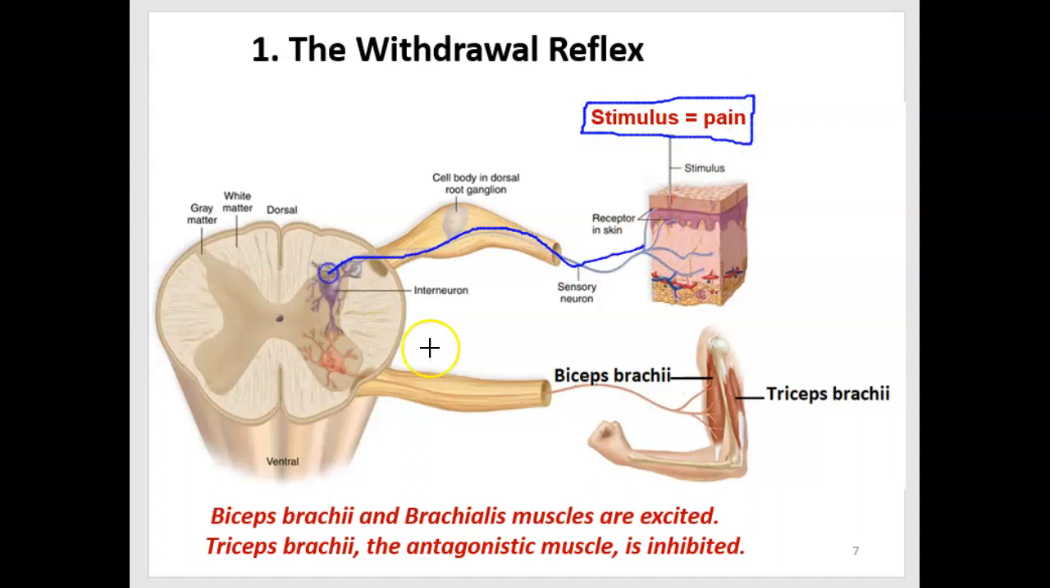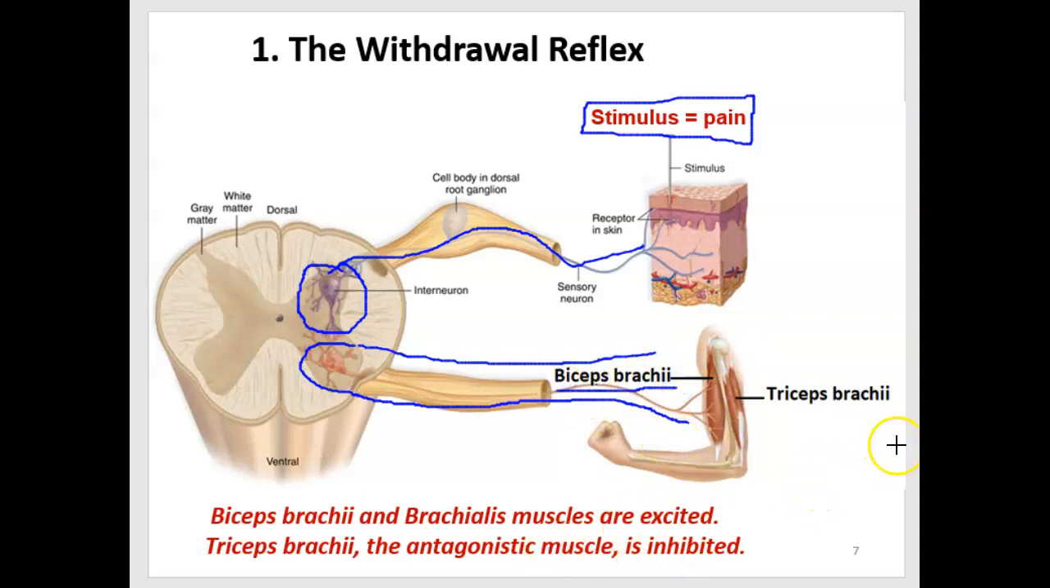Sensory neuron goes to the spinal cord. The spinal cord integrates information, sending out a signal to the motor neuron. The motor neuron goes to the effector, which in this case is the biceps brachii. The biceps brachii is a muscle in the upper arm that when it contracts you bend your elbow. So that muscle is excited. There is another muscle that we'll learn in lab called the brachialis. It's not shown on this diagram, but it is also excited and performs the same action. So you bend your elbow effectively moving your hand away from whatever you've touched.